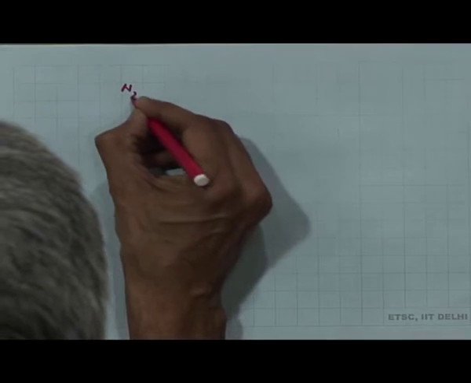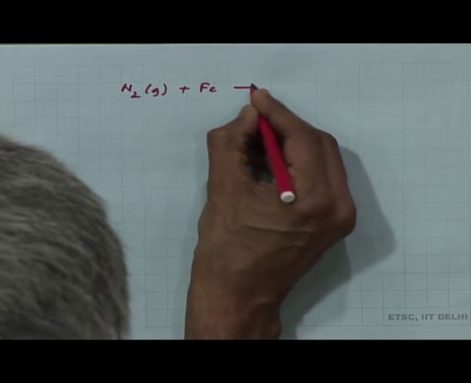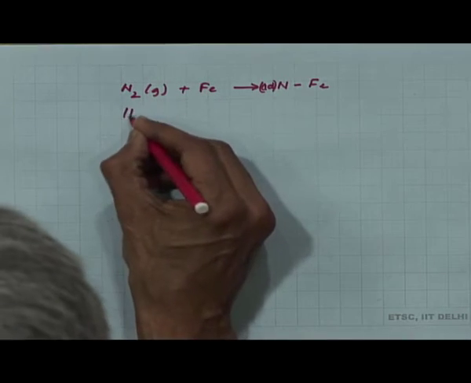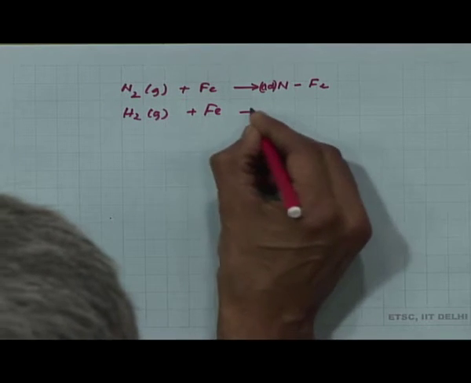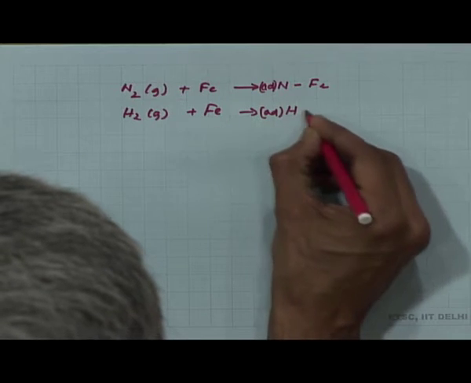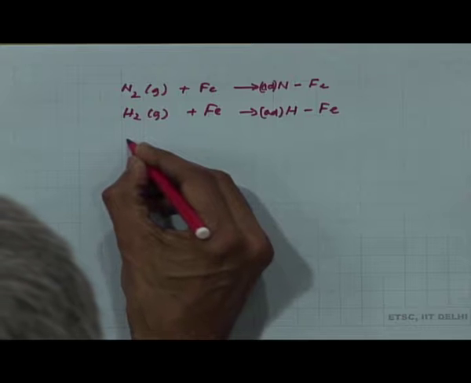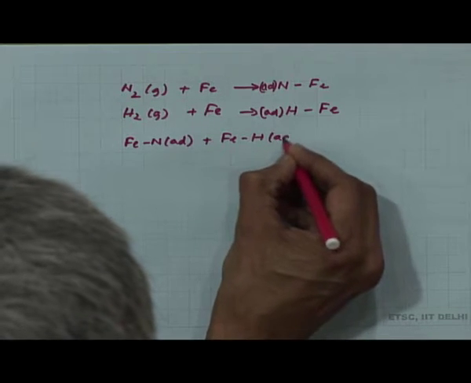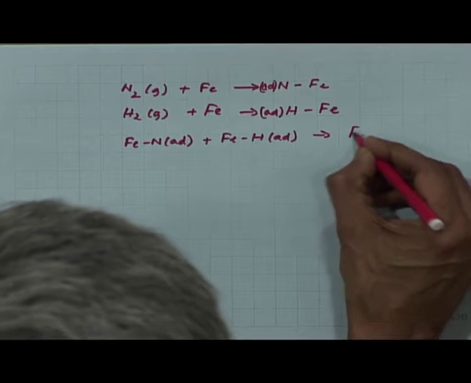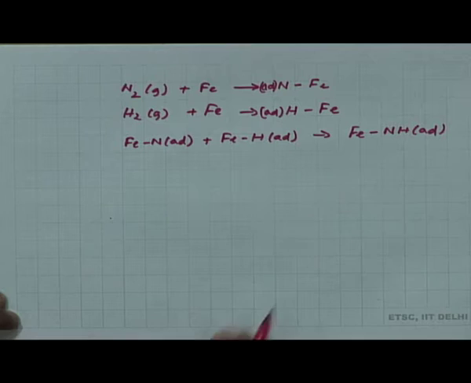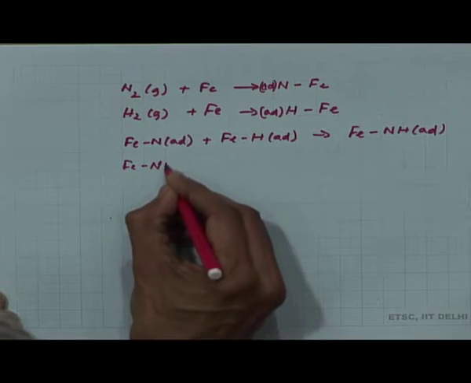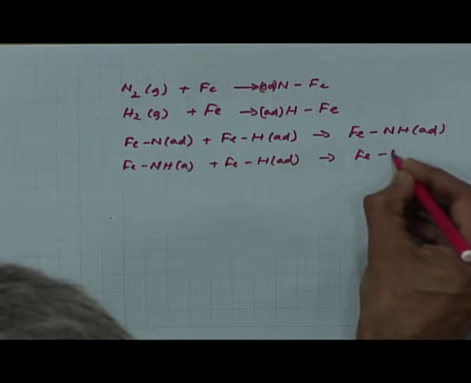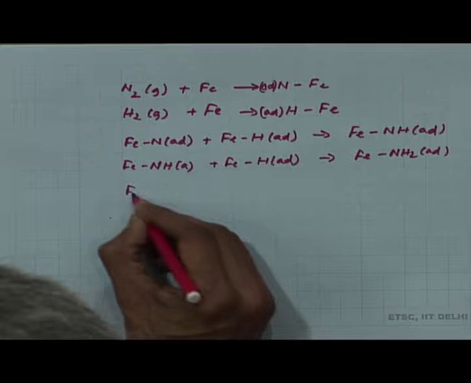So, N2 gas will bind to the surface to give you N adsorbed onto Fe. H2 gas will adsorb to the surface of iron. The hydrogen and the nitrogen that are adsorbed on the surface will react to give you NH adsorbed, and then this goes on to a next step, and then a third step.